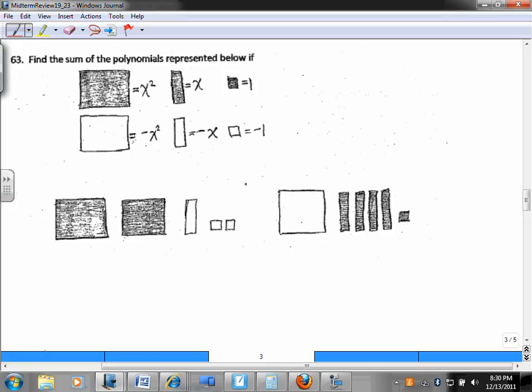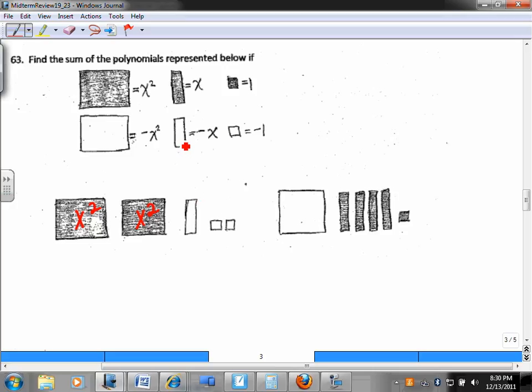Problem 63 asks us to find the sum of the polynomials represented below if this tile is x squared. So I'm just going to write x squared on all of those. Do we have any others? No, we do not. Okay. These tiles are my x's. If it's shaded, it's positive. If it's unshaded, it's negative.